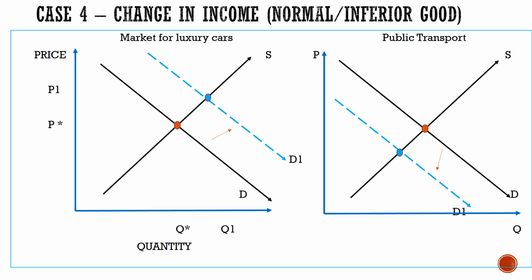Coming towards the scenario of inferior goods, generally we know public transport is regarded as an inferior good. And the scenario is the same, your income increases. Definitely, as your income increases, you will demand less public transport because you can afford a car. So now you see, same scenario. In both scenarios, your income level is rising. But in the case of a normal good, that is luxury cars, you're demanding more. But for the case of an inferior good, which is public transport, you're demanding less of that.